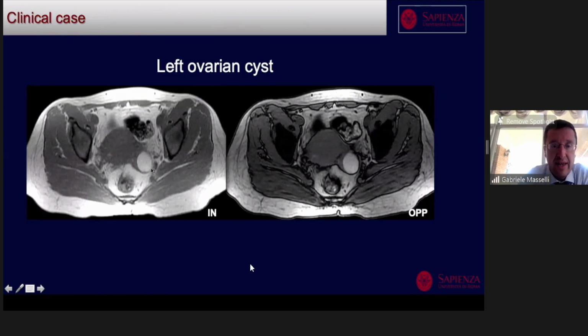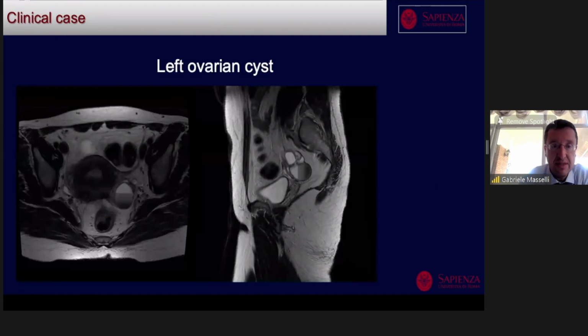Another clinical case with the presence of a left ovarian lesion that shows hyperintensity on T1 in-phase and out-phase images. So we are confident with the diagnosis of hemorrhagic lesion, no fat components. T2 weighted images show the presence of a regular border of the cystic lesion with the presence of fluid levels. This is the characteristic sign due to recurrent hemorrhage.